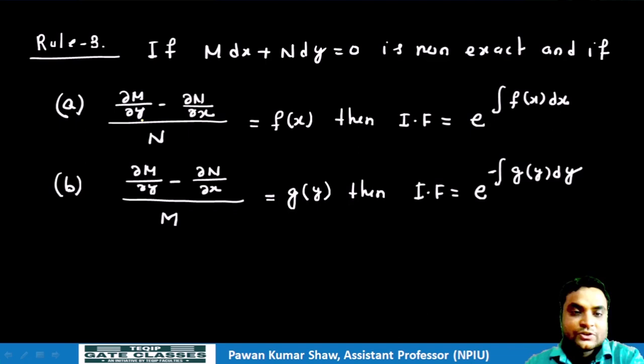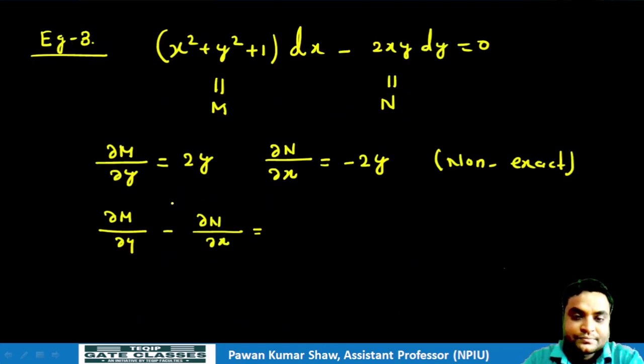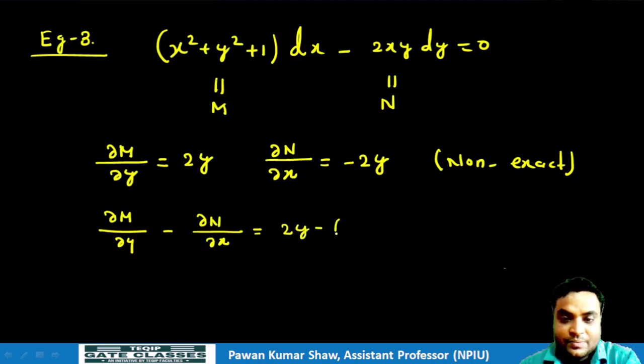So first we will calculate the numerator term and think about whether to take n or m, so that it is exactly in the form of either x or y. हमें इस तरह बनाना होगा कि either ये form of x में बने या y में बने. Based on that we will choose our n and m. So first we calculate del m by del y minus del n by del x, and we are getting 2y minus of minus 2y, so we are getting 4y. Till now we calculated only this one, so either we should divide this whole expression with m or n.